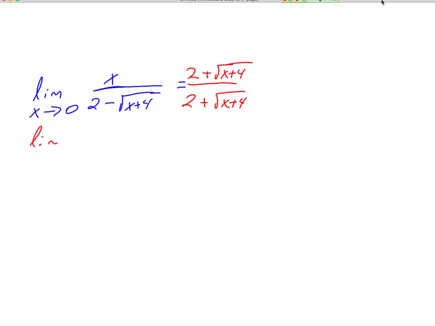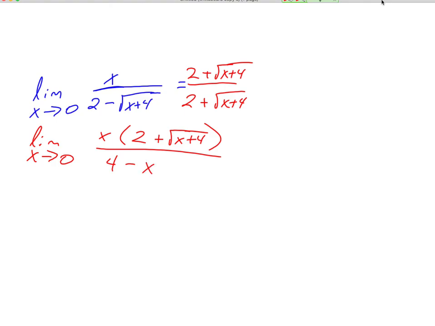So I get the limit as x approaches 0. I'm not multiplying the numerator out. Why not? Why am I not multiplying the numerator out? Because it's not conjugates. You only multiply it out if you're multiplying conjugates together, which I am in the denominator, so that makes it 4 minus, and a lot of people will do this.